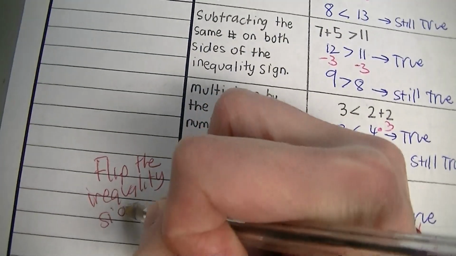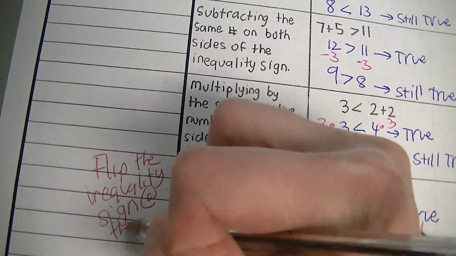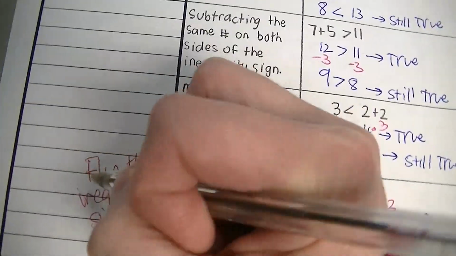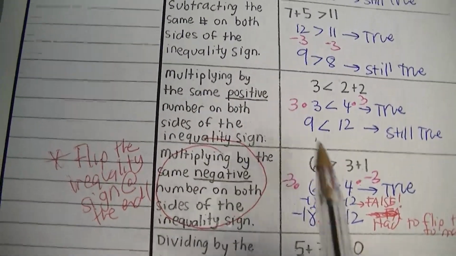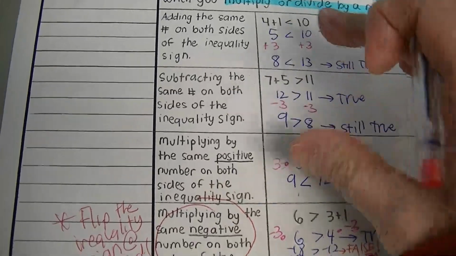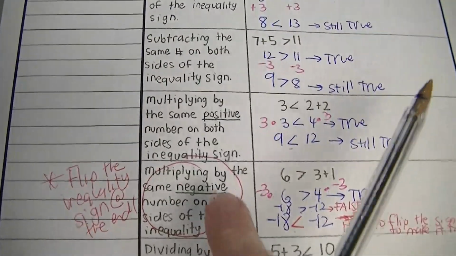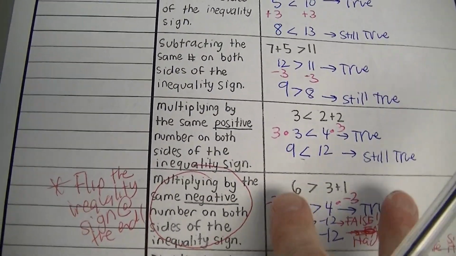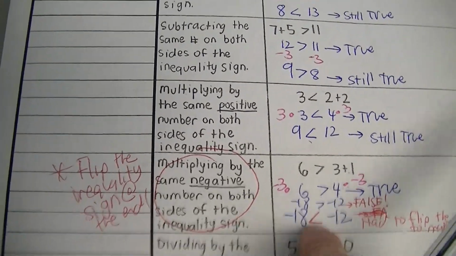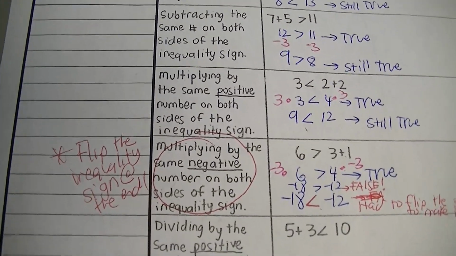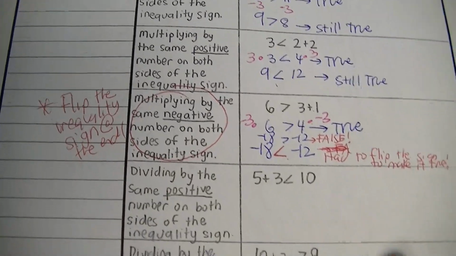So reverse it. That is super important that you know that, okay? When you do any of these other things up here, you're still cool. Just keep it all consistent. But boom, when you multiply by the same negative number on both sides of that inequality sign, at the very end, you better flip it and memorize that. You have to know that. It's part of the 7th grade standards.